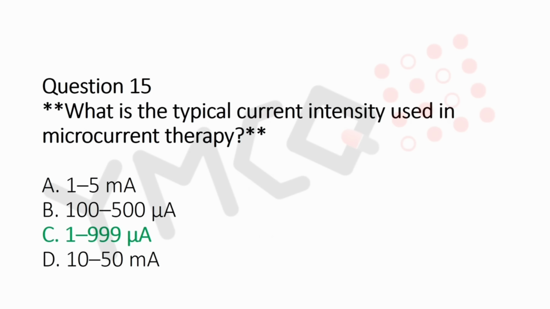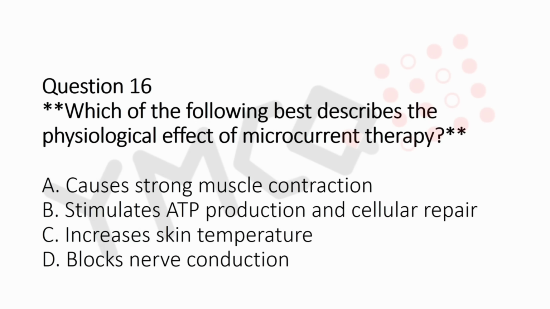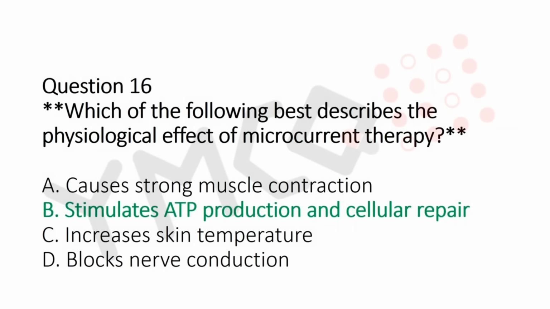Now let's move to question number 16. Which of the following best describes the physiological effect of microcurrent therapy? Option A, causes strong muscle contraction. Option B, stimulates ATP production and cellular repair. Option C, increases skin temperature. Option D, blocks nerve conduction. And the answer is option B, stimulates ATP production and cellular repair.